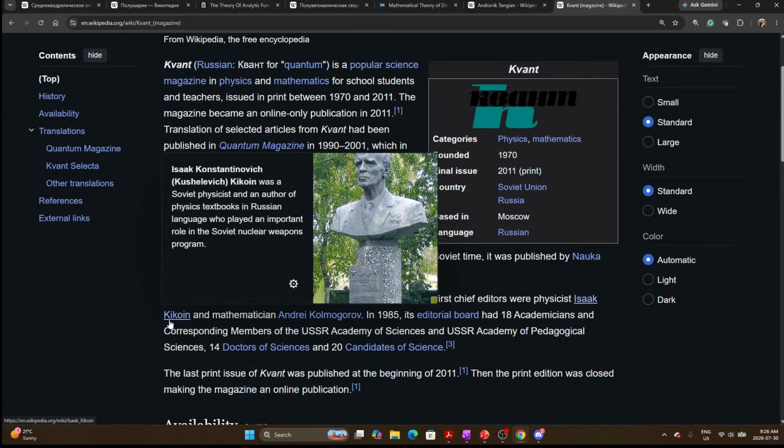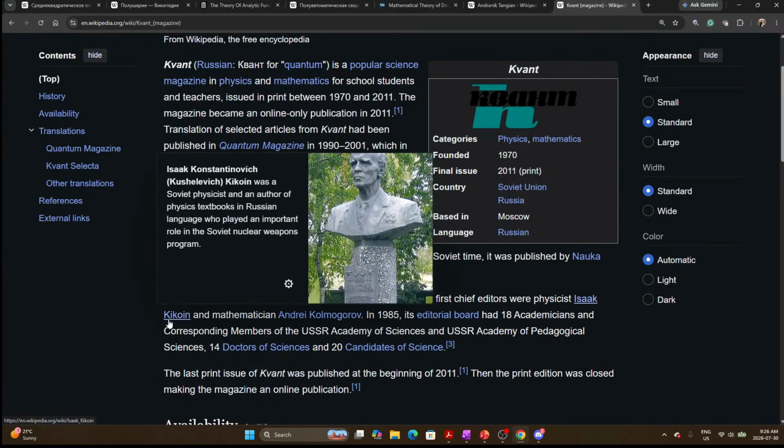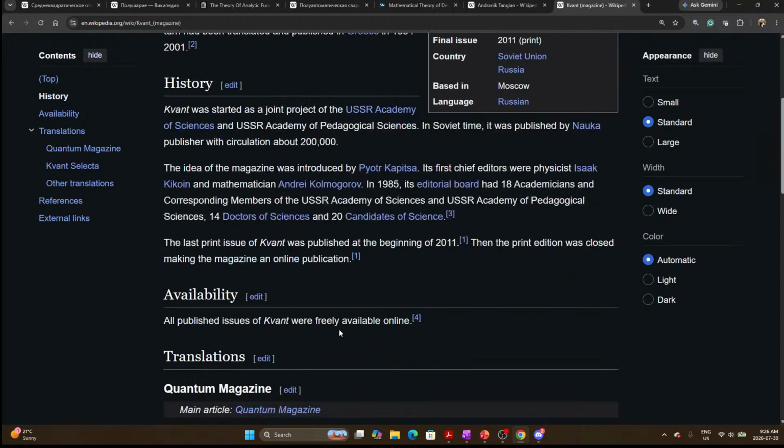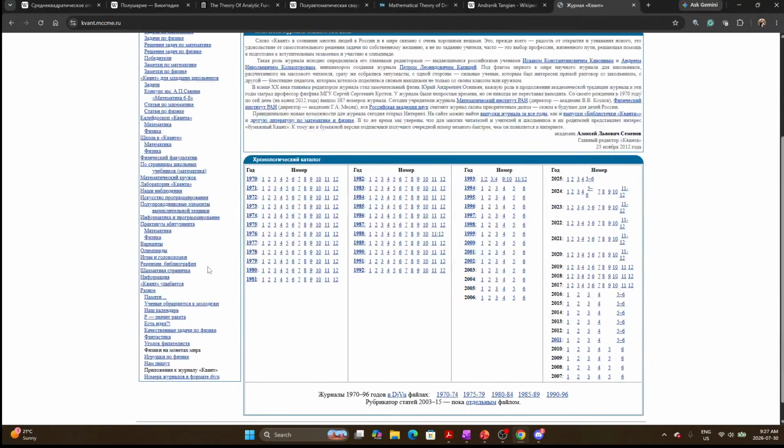Isaac, my goodness. Oh, how can I read this? So Isaac Kikoin is a Soviet physicist and author of physics textbooks in the Russian language. Okay, interesting. He played a role in the Soviet nuclear weapons program. And Kolmogorov. So yeah, for example, if you go to the archive webpage, these are old Quant issues.